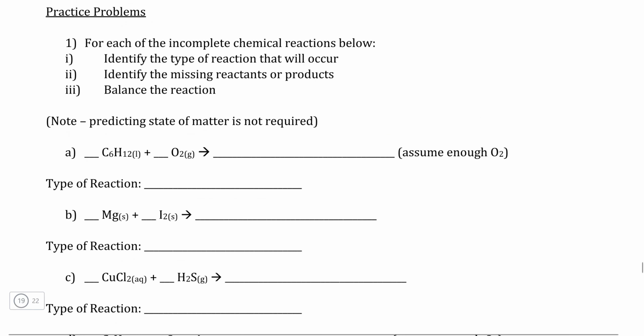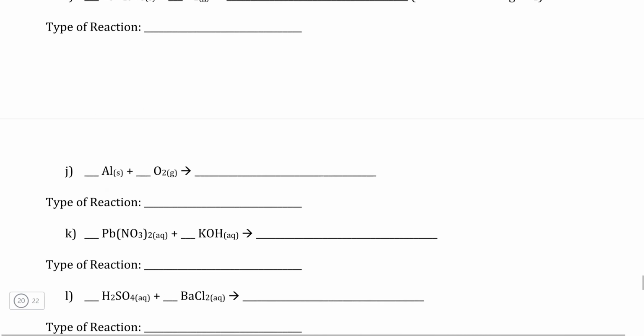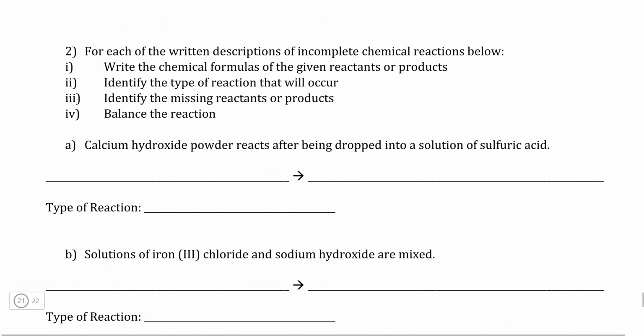So to test your understanding of how to complete incomplete chemical reactions, you can take a look at the practice problems below, both completing missing chemical equations, and then the more challenging variety where you can decode the written descriptions of reactants and then figure out the products again using the same steps.